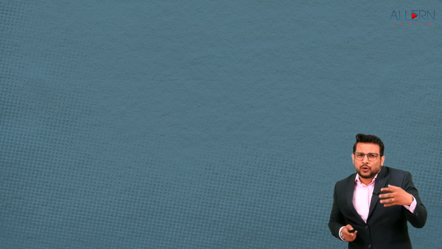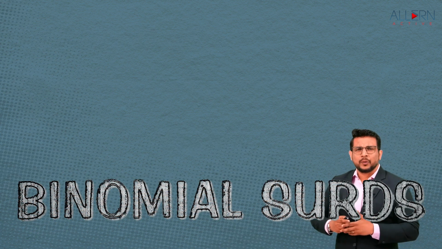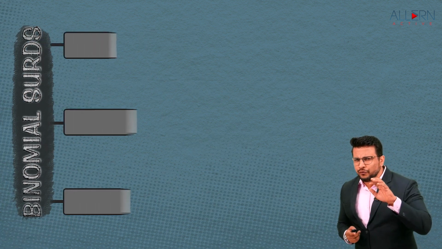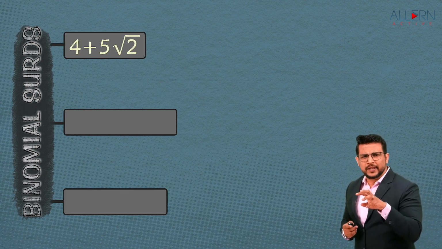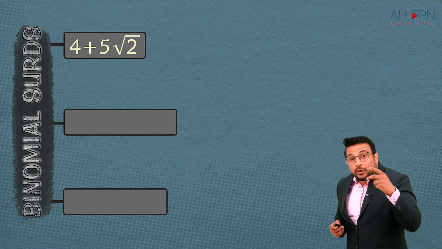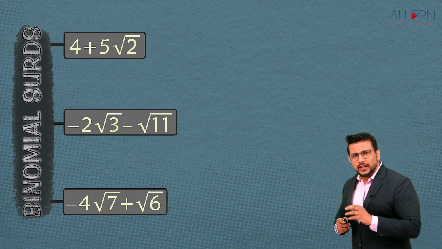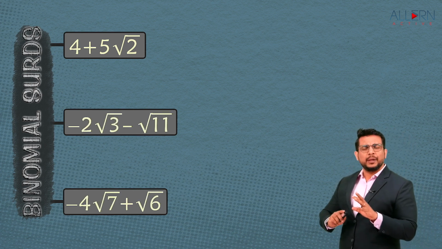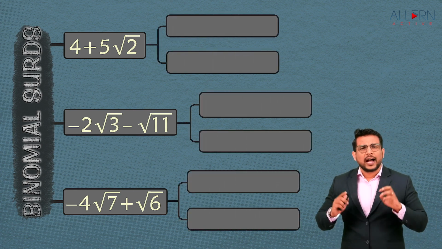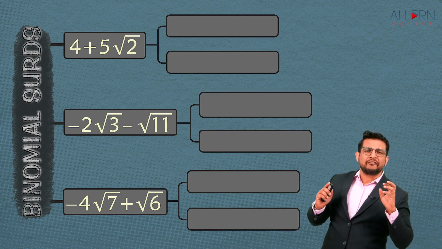So let me ask you a few questions here, okay? For binomial surds, let me ask you something very interesting. I'm going to give you certain binomial surds. You're going to tell me both the options, both the rationalizing factors. Let's see that. So here are the three binomial surds which I'm giving you right now, and I want you to list down the rationalizing factors here.